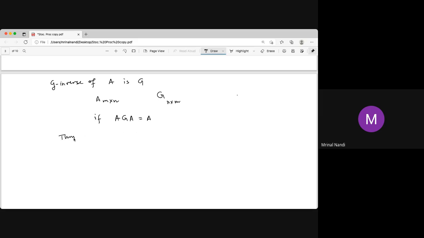The theorem is this: let A and G be matrices of order M cross N and N cross M respectively, then the following two are equivalent. So two things are equivalent. One implies two. What are the two things? G is a G inverse of A. Sorry, A G inverse, because for G inverse we don't know whether it is unique or not. We later show that the G inverse is not unique.